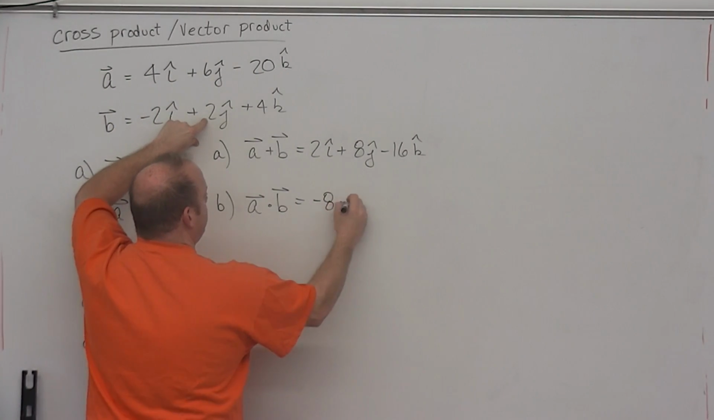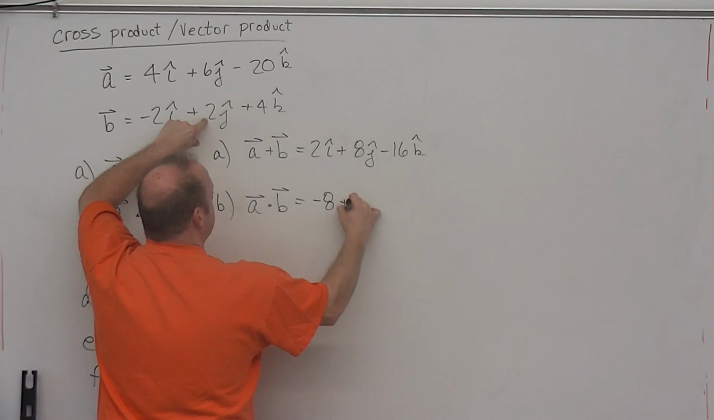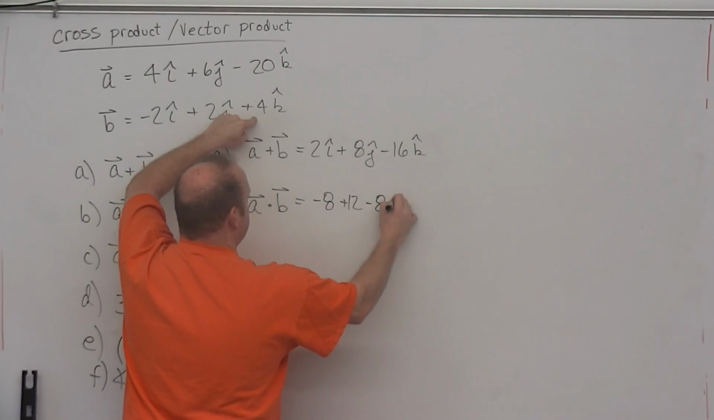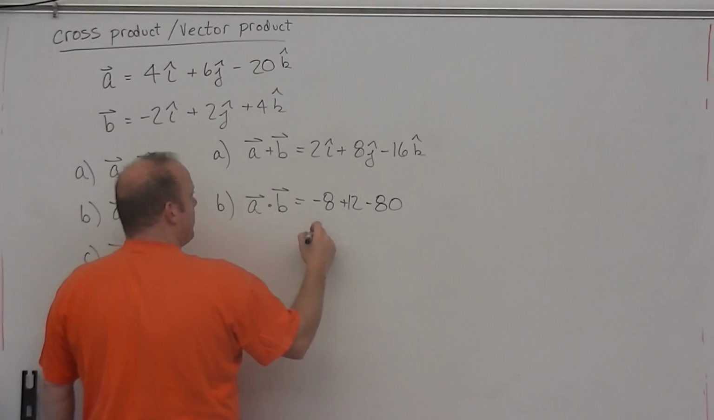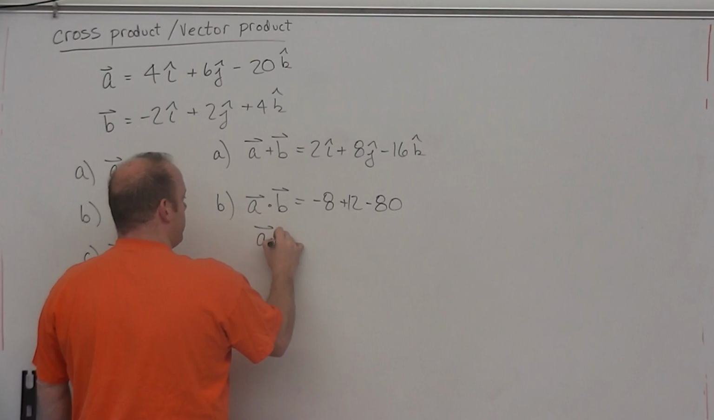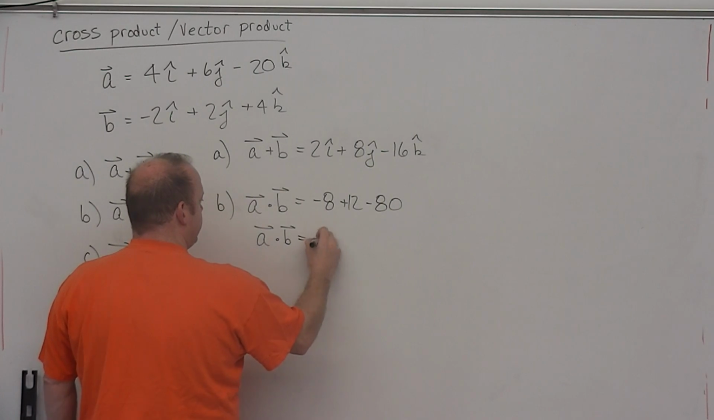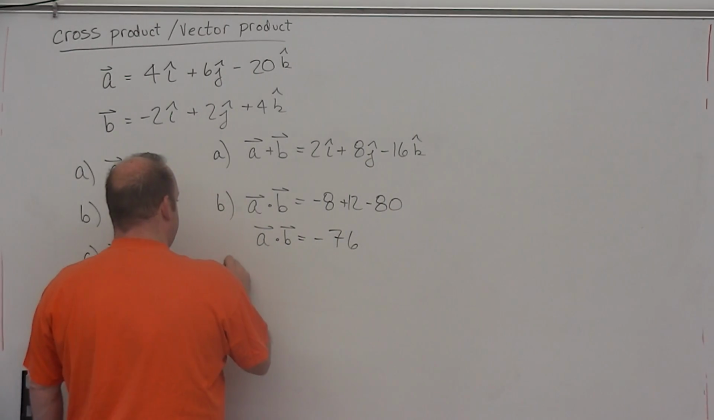Six times 2 is 12. Negative 20 times 4 is negative 80. So A dot B is equal to 4 minus 80, which is negative 76.